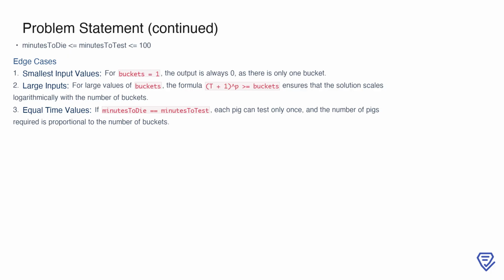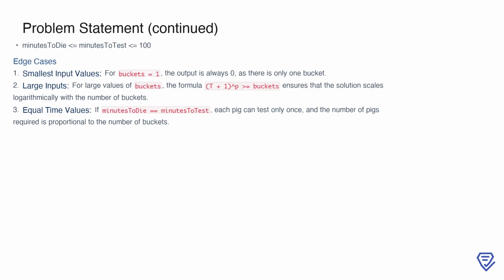Finally, it's important to understand how edge cases and constraints influence the problem. For instance, when buckets equals 1, the output is always 0 because no testing is required. On the other hand, when the number of buckets is very large, the formula ensures that the solution scales logarithmically, minimizing the number of pigs required as much as possible.